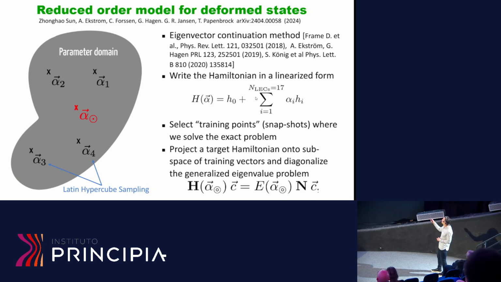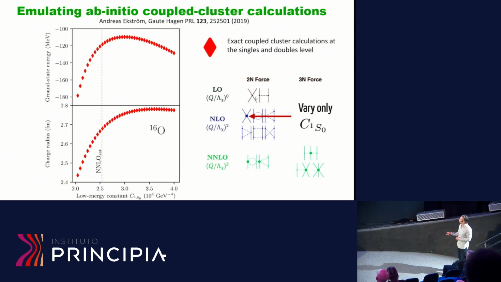and you have some specific target value for the low-energy constants, which you then evaluate by diagonalizing basically a small, let's say 10 by 10 matrix, instead of using supercomputing resources to solve the exact solution.